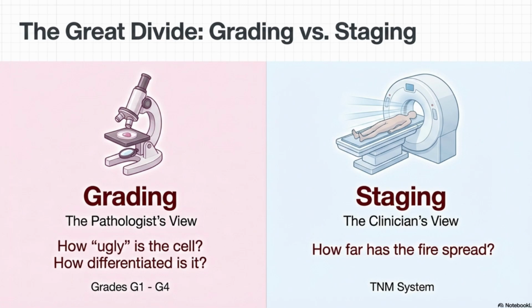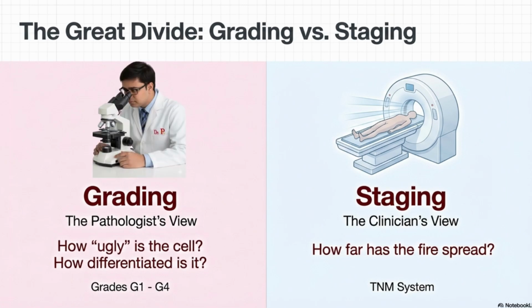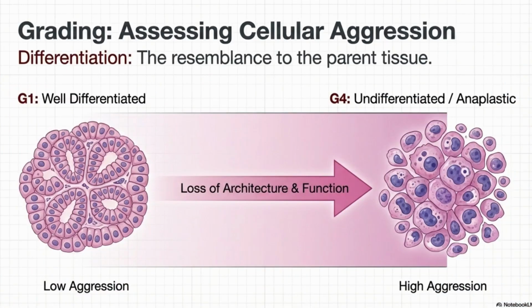The third point here is grading versus staging. Grading is the pathologist's job. We answer how ugly do the cells look under the microscope. It is based on differentiation.